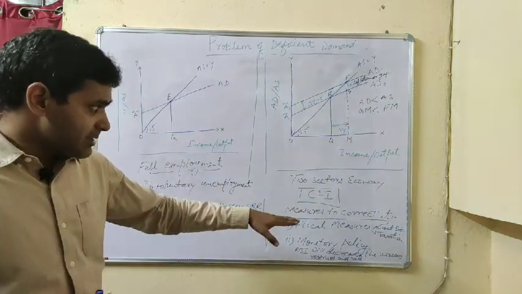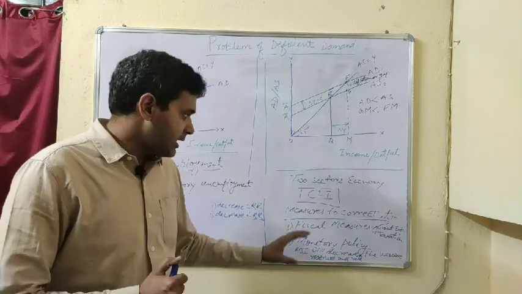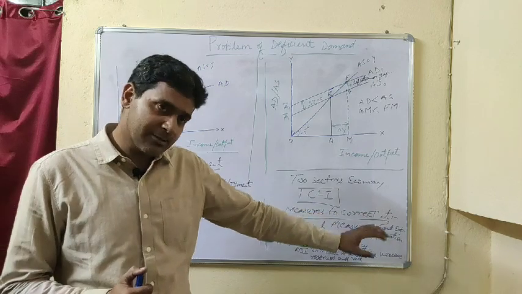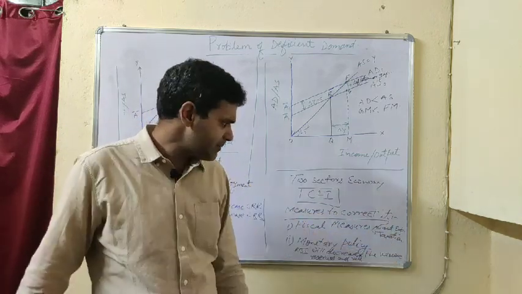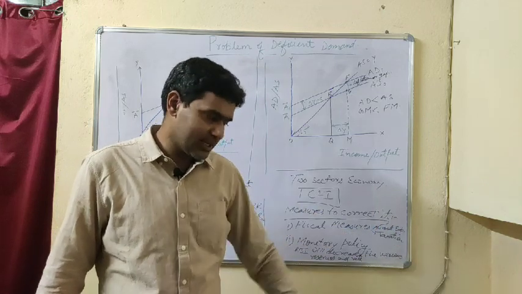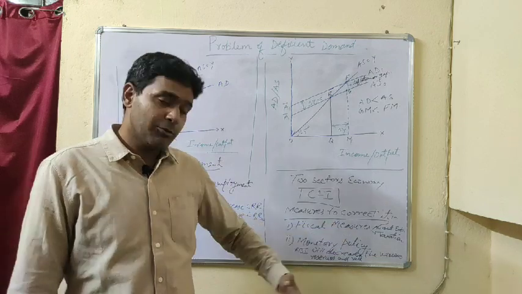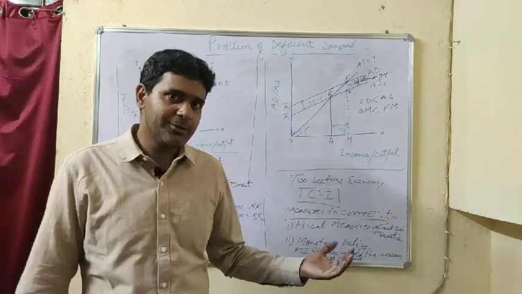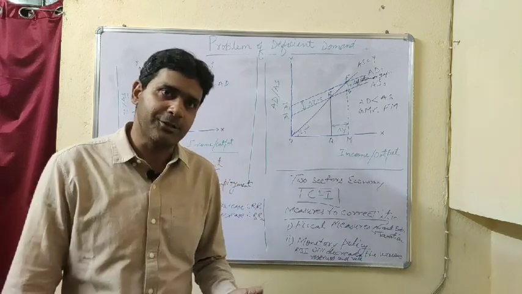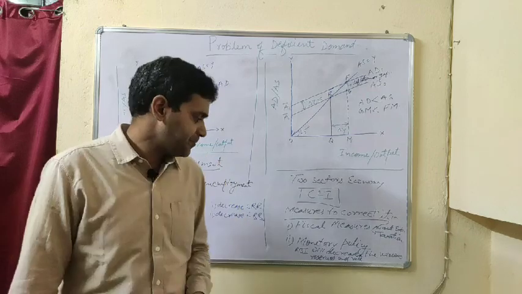So to correct the deficient demand or deflationary gap, there are two measures. First is fiscal measures or fiscal policy of the government, which involves government expenditure. Government will increase its expenditure to give more disposable income, and taxation policy. Under the taxation policy, government will decrease the taxation to leave the general public with more money.